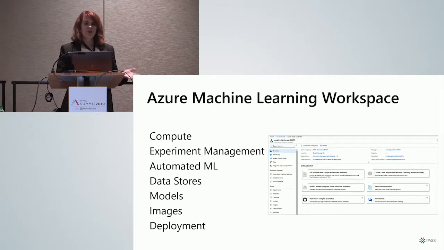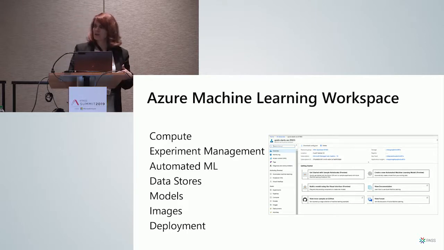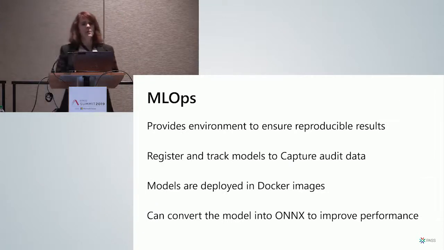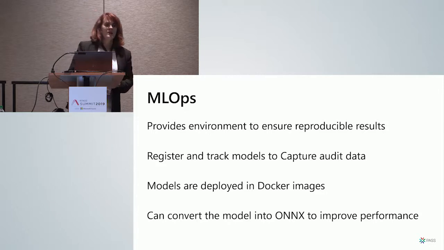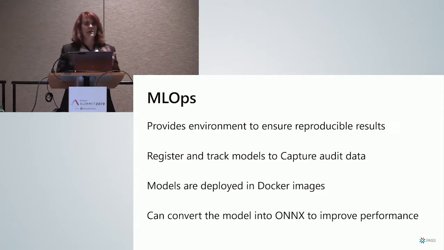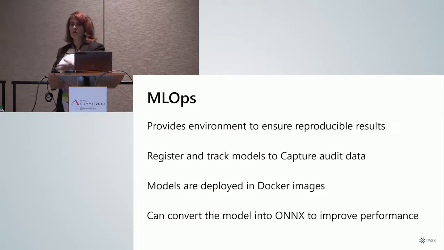It's got different data stores that you can basically allocate to machine learning so that you have a record of what data source you're using to create your experiments. And also images so that you can have different versions running. And then it handles deployment. Part of handling deployment, they have a component within the Azure Machine Learning Workspace called ML Ops. And the idea with ML Ops is it provides an environment that is going to ensure that you can do the same thing over and over again.